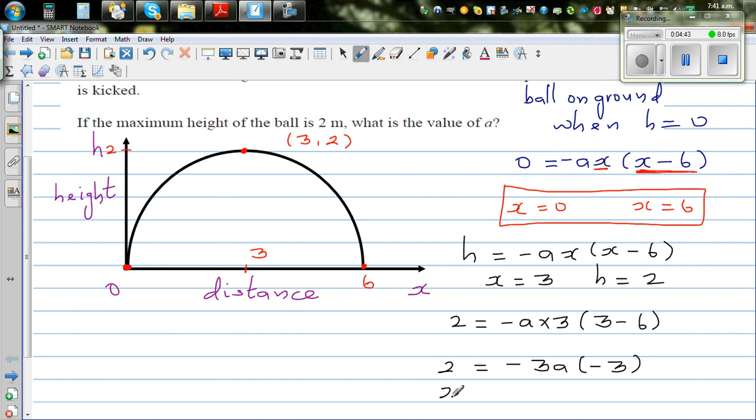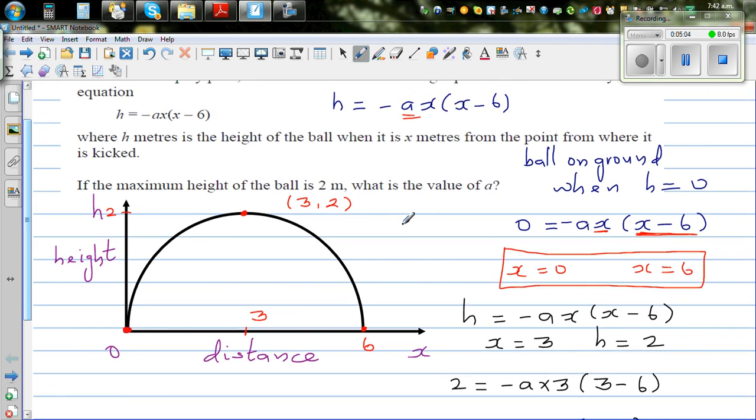So 2 is equal to 9a. Am I right? So this implies a is 2/9. The a is 2/9. So the equation of this parabola has a = 2/9. Let us confirm whether this equation works.